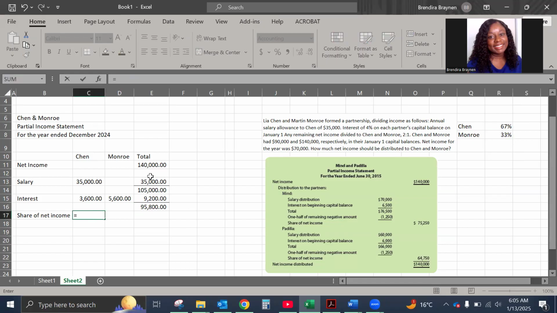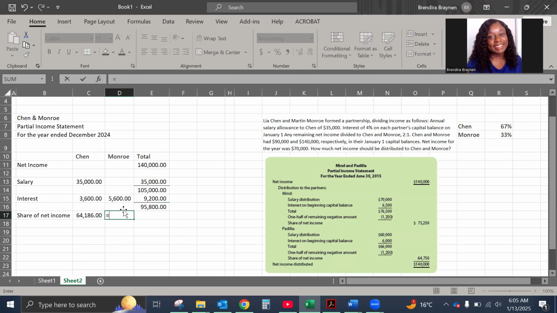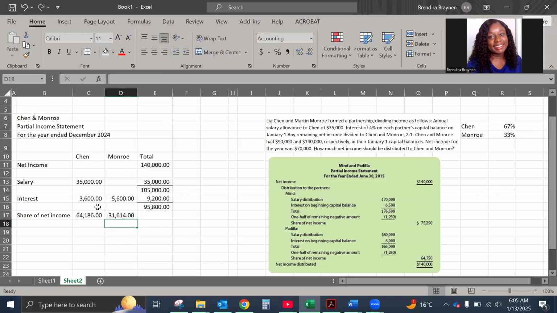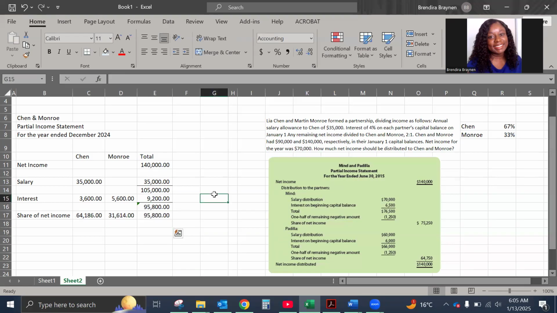And so that means 95,800 times 0.67, so 0.67 means 67%. That means Chen is to get $64,186 of this 95,800. If I wanted to find out what Monroe is getting, I can do the same thing. I can take this amount, multiply it by 0.33 as well, or I could simply say 95,800 minus this. When I add up the two numbers on the side, I should come back to the same 95,800, which is perfectly fine.